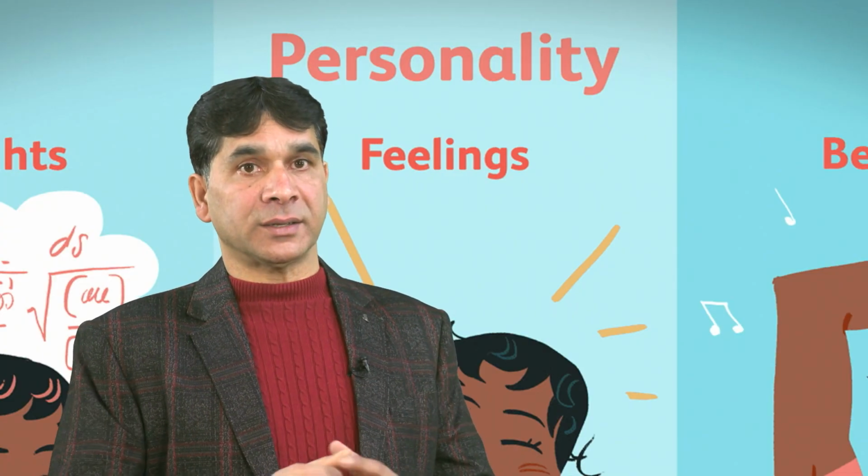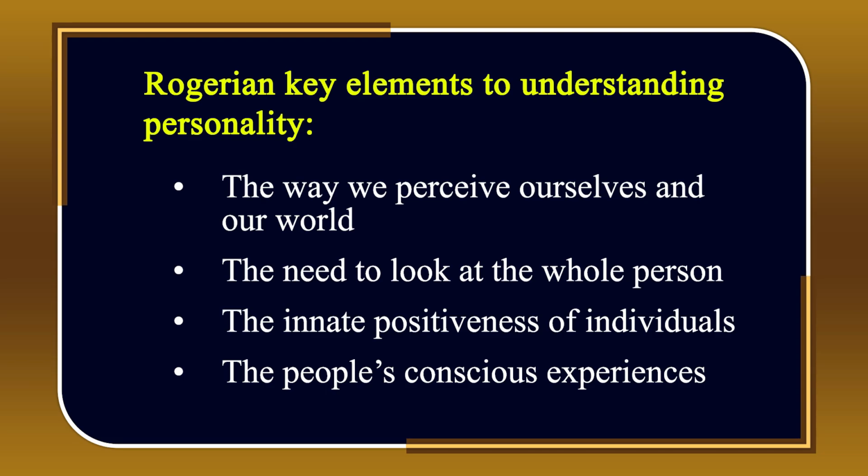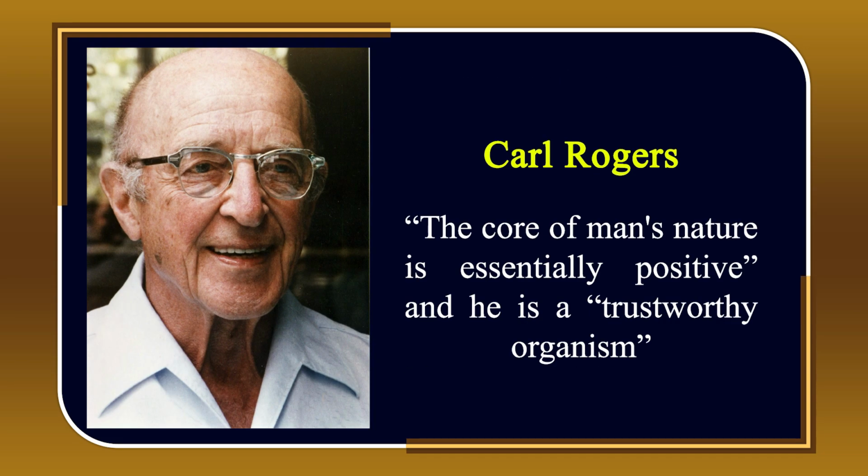they are the center. Rogerian key elements to understanding personality include the way we perceive ourselves and our world, the need to look at the whole person, the innate positiveness of individuals and the people's conscious experiences. In his opinion, the core of man's nature is essentially positive and he is a trustworthy organism.